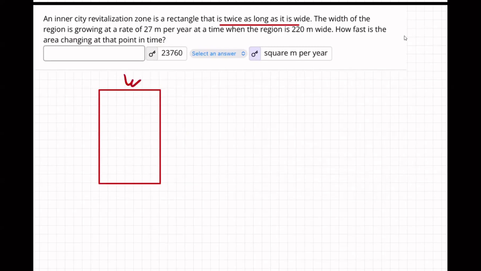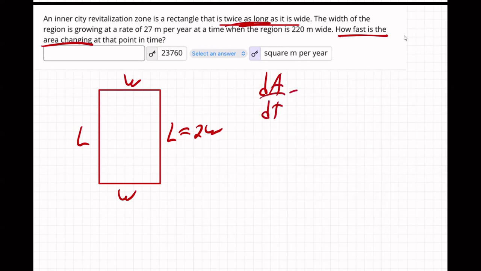So here's the width. The length is 2W, isn't it? The length is twice the width, right? Twice as long as it is wide. And they're talking about the area. How fast is the area changing? So they want dA/dt. That's what they're asking us for.